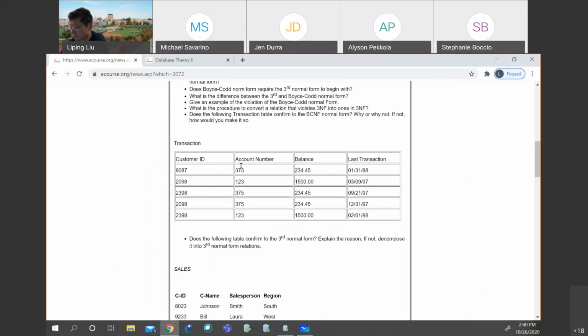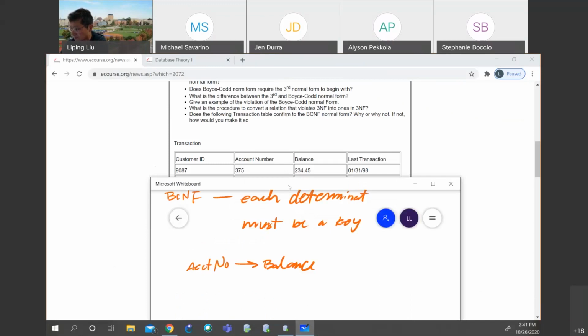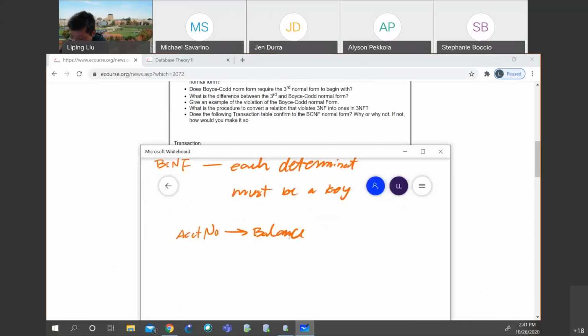It's not, because your account may belong to several customers, right? So for example, this account 375, 375. So that's not a key for this table because it has multiple customers. Therefore this table is not in Boyce-Codd normal form.